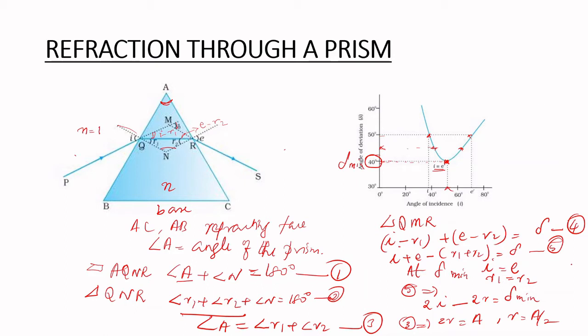Now we got two relations. One is A is equal to 2R, or R is equal to A by 2. So those are equations number 6 and 7. In equation 6, if you substitute the values, it becomes 2I minus 2R, which is A plus delta minimum. So in the place of 2R we write A, and I is equal to (A plus delta minimum) divided by 2. So this is our equation number 8.